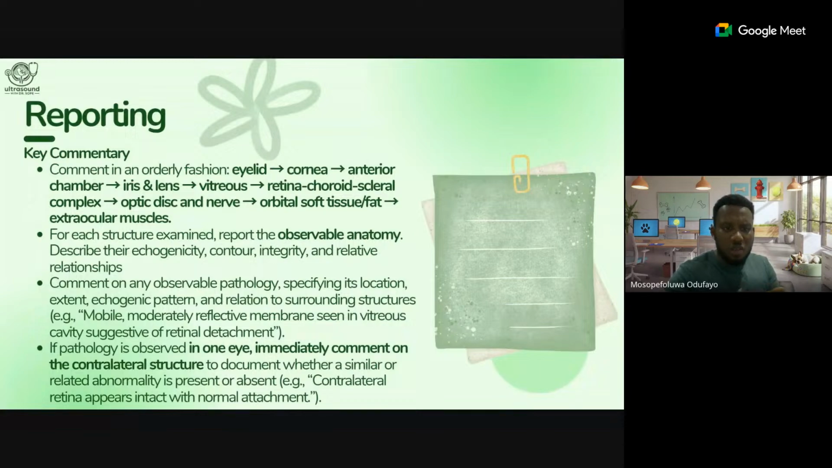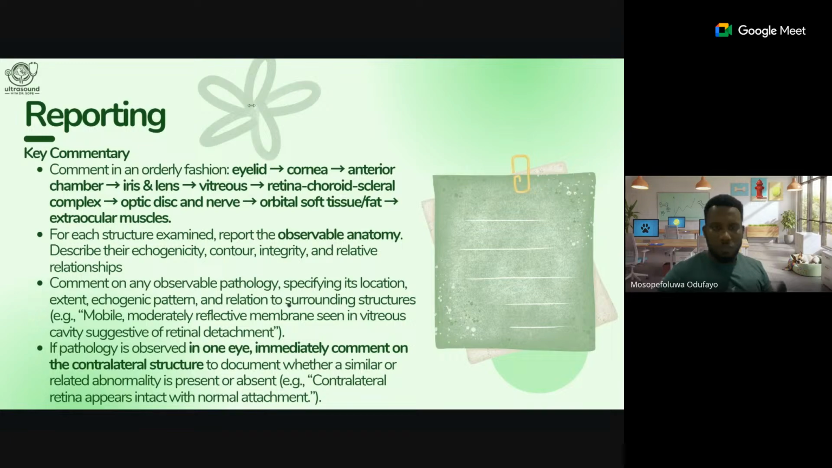If a pathology is observed in one eye, immediately comment on the contralateral structure to document whether a similar or related abnormality is present. For example, you see something in the retina, you see a particular membrane, you've described the membrane. Next thing, contralateral eye appears normal. No similar pathology can be demonstrated in the contralateral eye. Is that okay? It's very, very key that you say that.